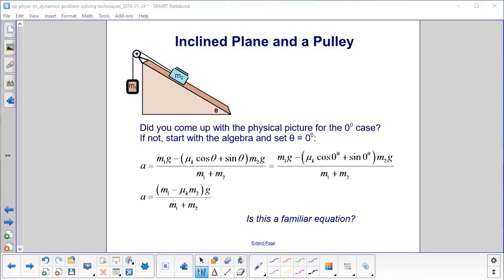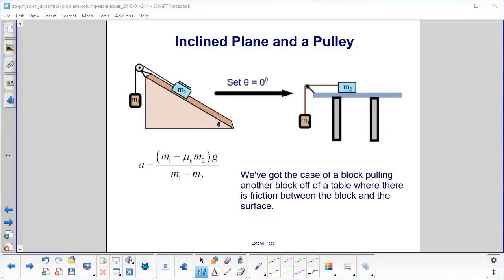And we'll start with the algebra and just set theta equal to 0. So here's our equation. We substitute 0 in for theta, and we come up with this expression here: m1 minus mu k m2, in parentheses, times g over m1 plus m2. Is this a familiar equation? As promised, here's the picture.